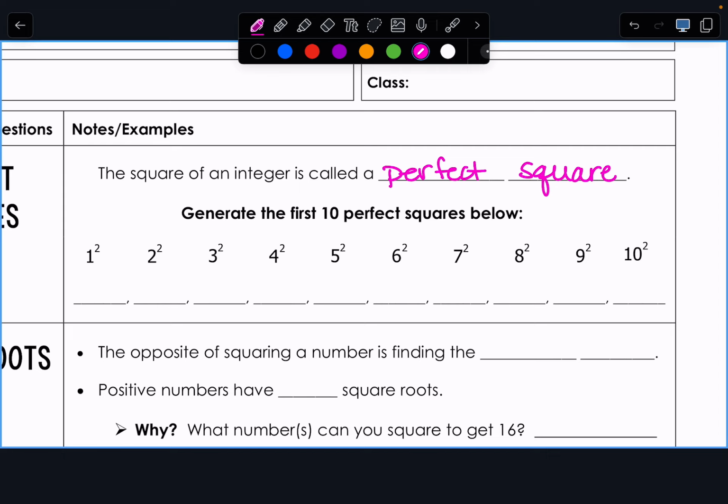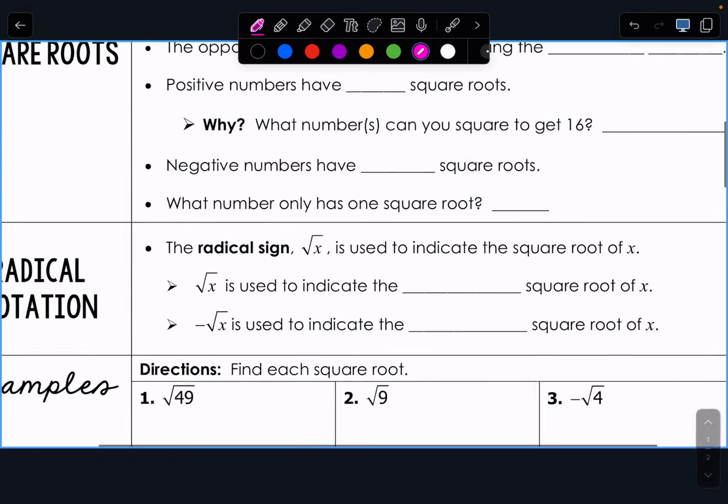Okay. So we are going to have to be doing a little bit of back and forth. What I would like you to do is go to page 3.